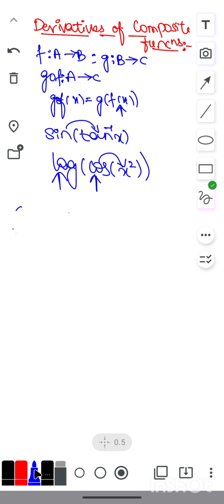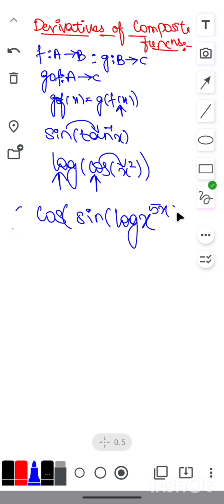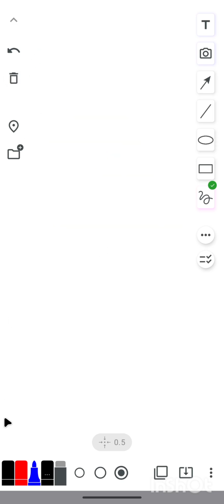That is, we can write some more functions like cos of sine inverse of log of x to the power 5x. So here the function cos is having sine in its body, sine is having log, log is having the variable x, and x power 5x again. So these types of functions are called composite functions. Now directly we will move to the problems, like how to find the derivative of composite functions.